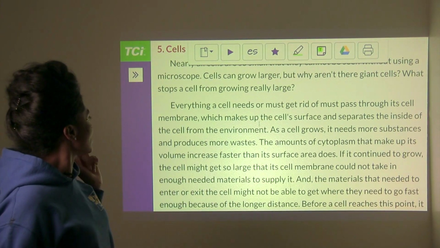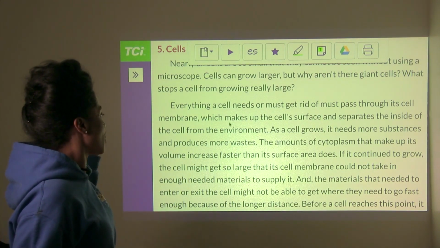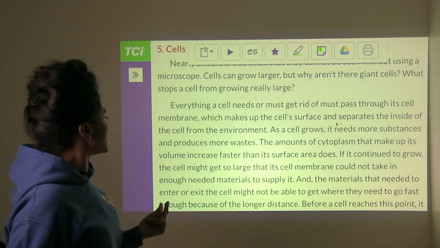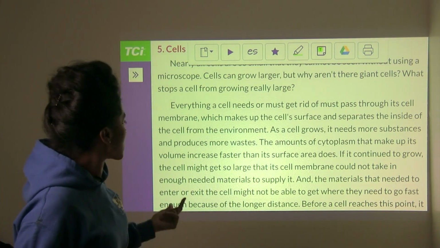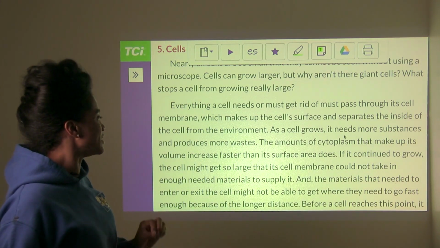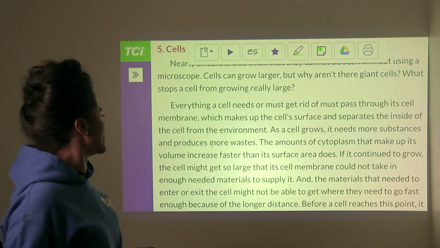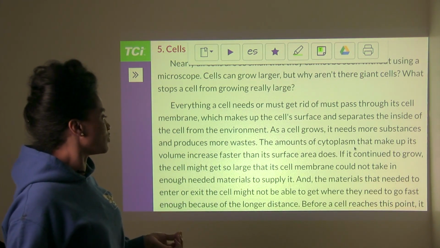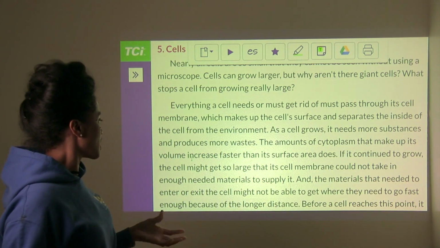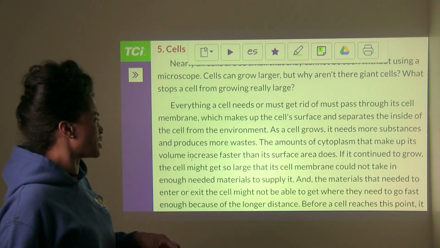Everything a cell needs or must get rid of must pass through its cell membrane, which makes up the cell surface and separates the inside of the cell from the environment. As a cell grows, it needs more substances and produces more waste. The amount of cytoplasm that makes up its volume increases faster than its surface area does.